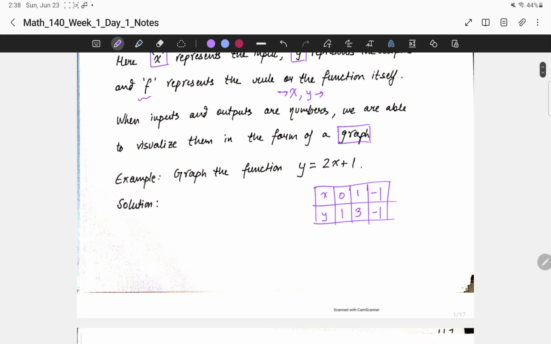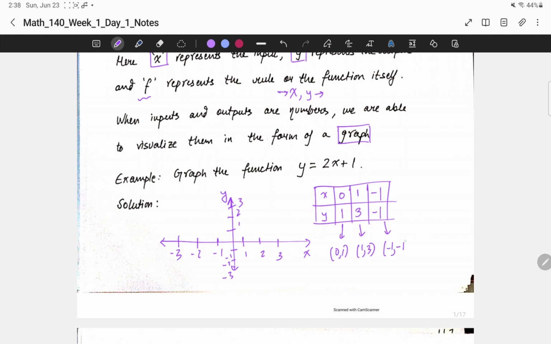And then we are able to plot this in what we call the coordinate axis, where you have x and y, and you number them. So this is 1, 2, 3, negative 1, negative 2, negative 3, 1, 2, 3, negative 1, negative 2, negative 3. And we write these as pairs of points. So this would be (0, 1), where the first is x and the second is y. (1, 3), and (-1, -1). So (0, 1) is right here. (1, 3) is right here. (-1, -1) is right here.